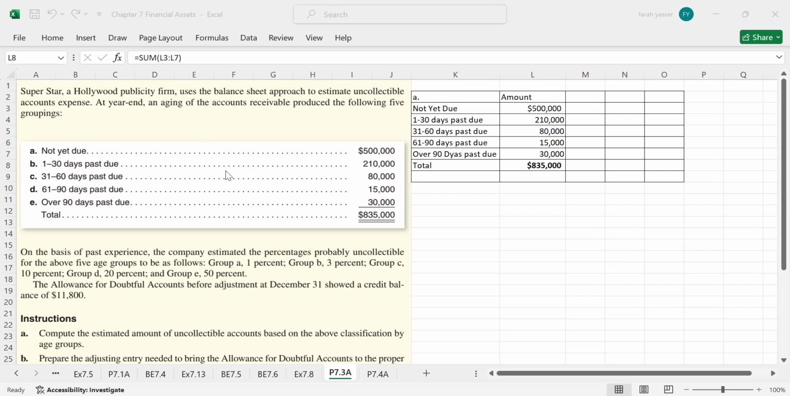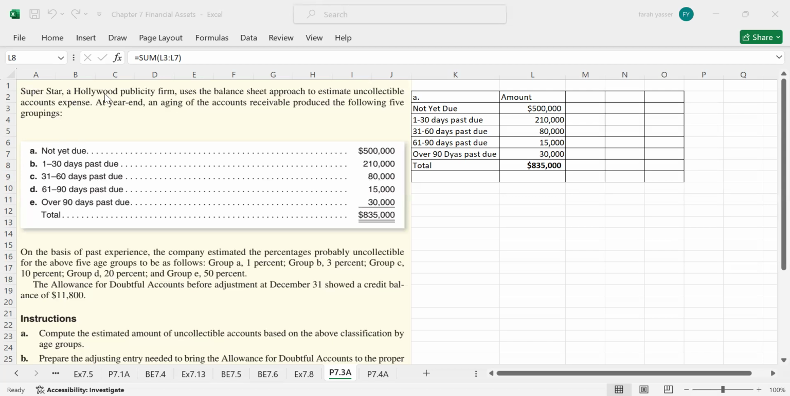So you can see in this table, we have divided total accounts receivable into different groups. The first group is not yet due. The second group is 1 to 30 days past due. The third group is 31 to 60 days past due. That means the whole amount is divided into different groups based on the length of time the amount remains outstanding.